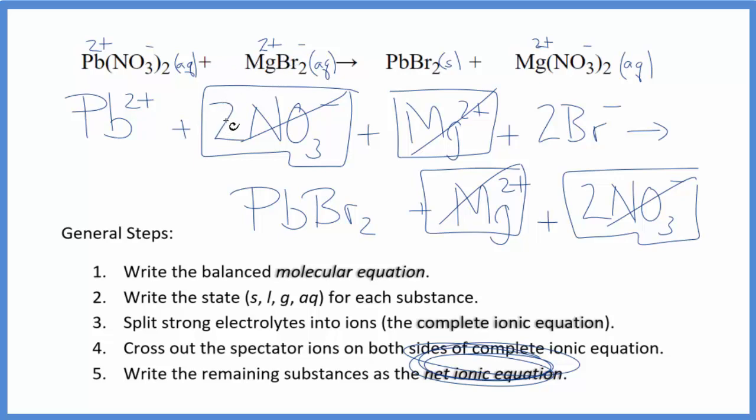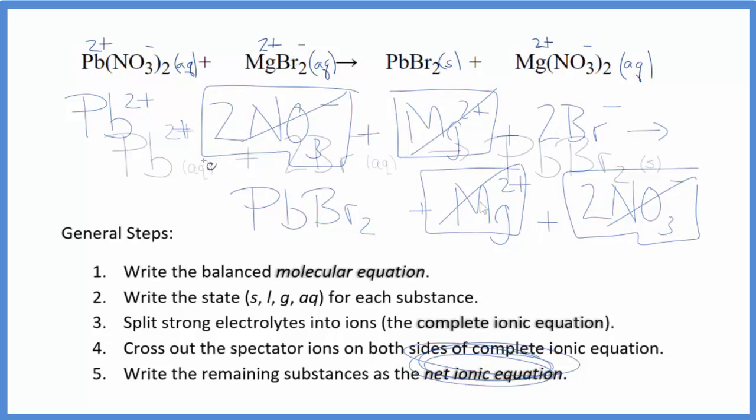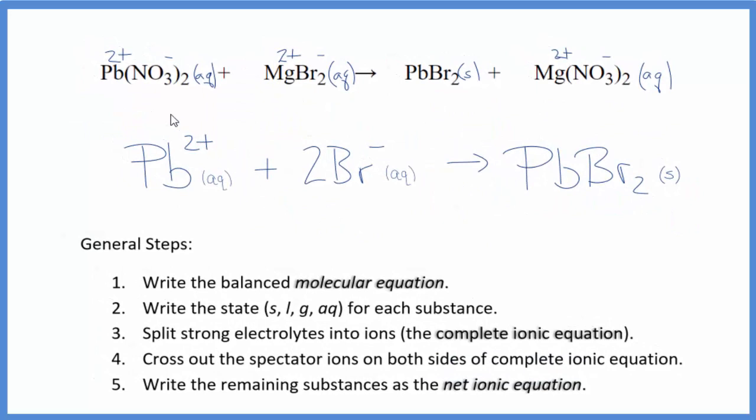Let me clean it up, add the states. We'll have our net ionic equation. So this is the balanced net ionic equation for lead-2 nitrate plus magnesium bromide.